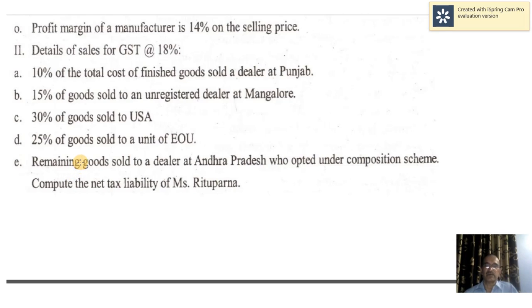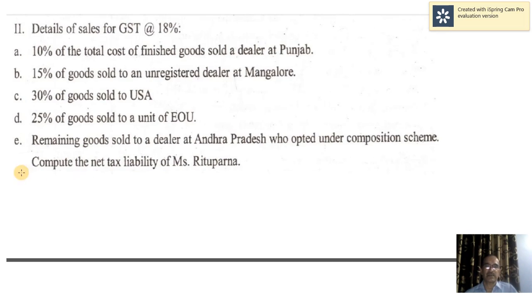So remaining means 10 plus 15, 25, 25 plus 30, 55 plus 25, so 80. Therefore 20% remains. So that is sold to a dealer in Andhra Pradesh who opted under composition scheme. That doesn't matter for us when you're selling, but the problem is if you purchase the goods from the dealer who opted under composition scheme. So you have to compute the net tax liability of Ms. Rituparna.